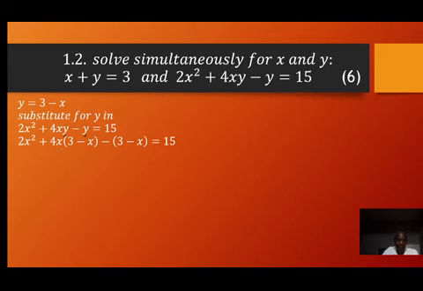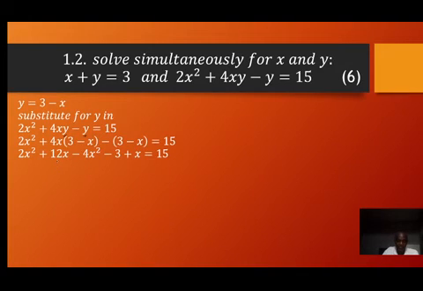Upon opening brackets, you can see 4x times 3 is 12x. Then 4x times minus x is minus 4x squared. Then negative times negative x is positive x, and then minus 3. Then I'm going to get this, and you can see I've got like terms here now, that is 2x squared minus 4x squared, which gives me negative 2x squared, right?